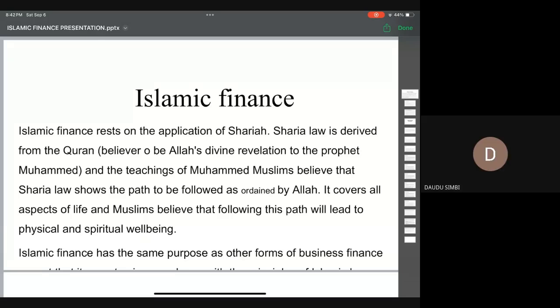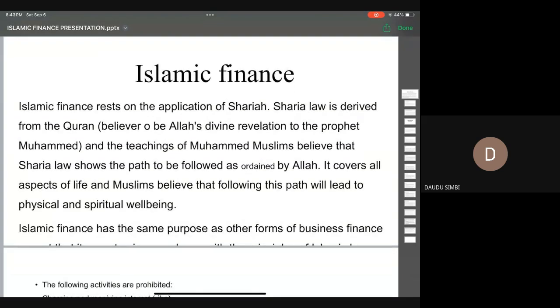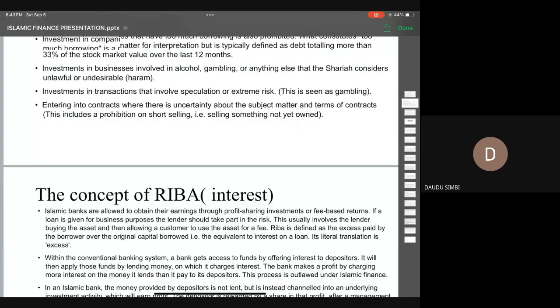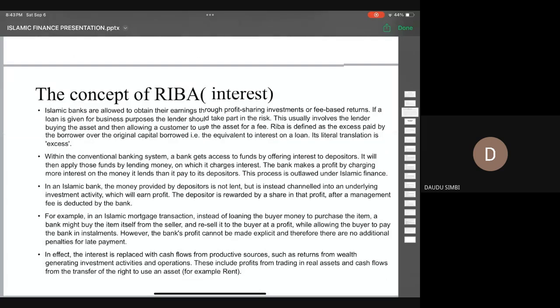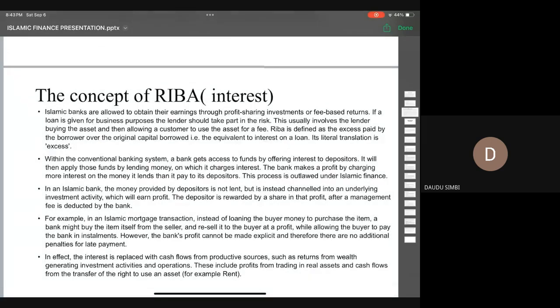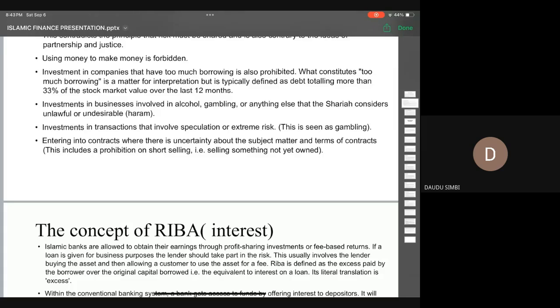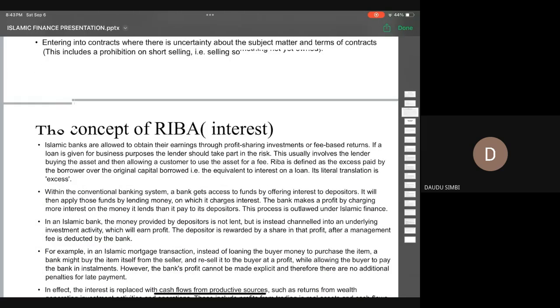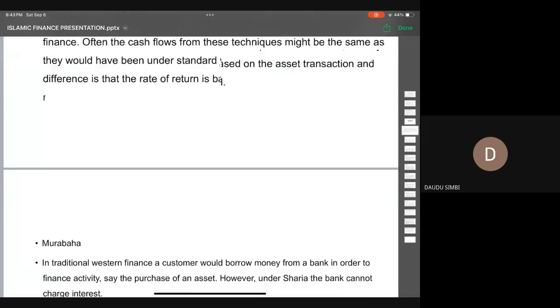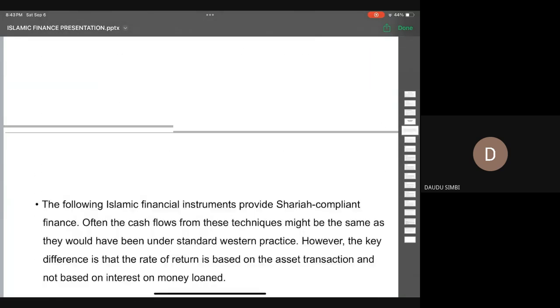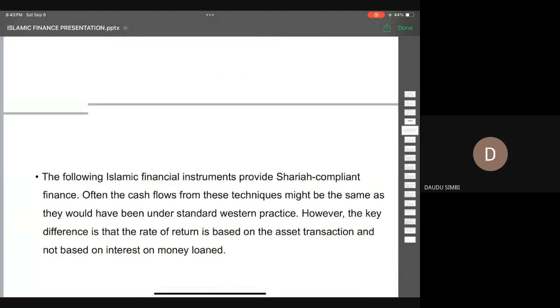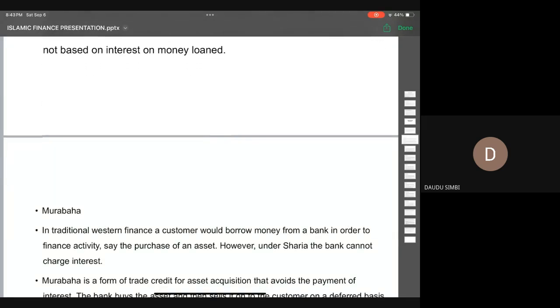Okay, so we'll be speaking on Islamic finance. We'll be speaking on the methods of raising short-term and long-term Islamic finance, including the concept of riba and how returns are made by Islamic financial securities. And also, we explain the Islamic financial instruments available to businesses.